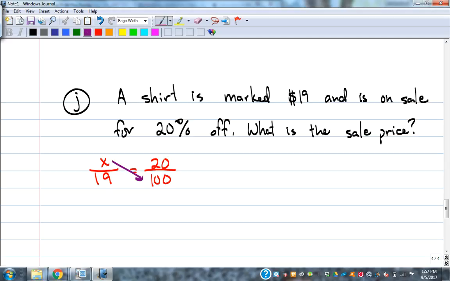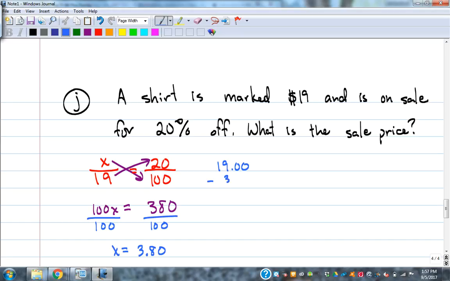And we could cross multiply: 20 times 19 is 38 and a 0, so 380. Divide by 100, that makes the math easy. $3.80. That's how much you take off of it. So we've got to then do the $19 minus $3.80. I know that's 20 cents, so it'd be $15.20.